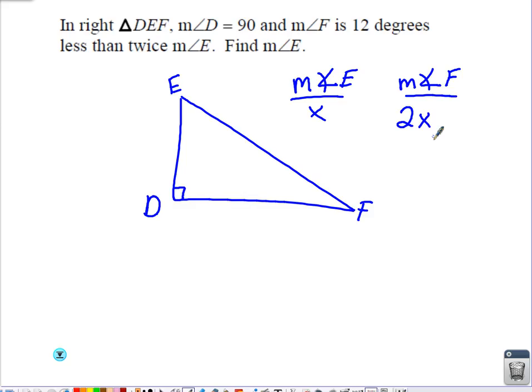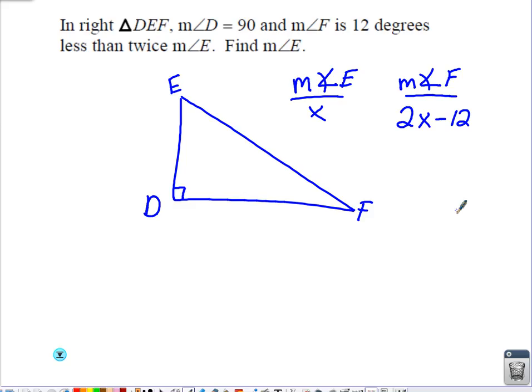So if it was twice as big, it would just be X and 2X. But it's 12 degrees less than twice as big. So anybody, how do I do 12 degrees less? Good. So there's my 2 angles. Measure of angle E is X. Measure of angle L is 2X minus 12.